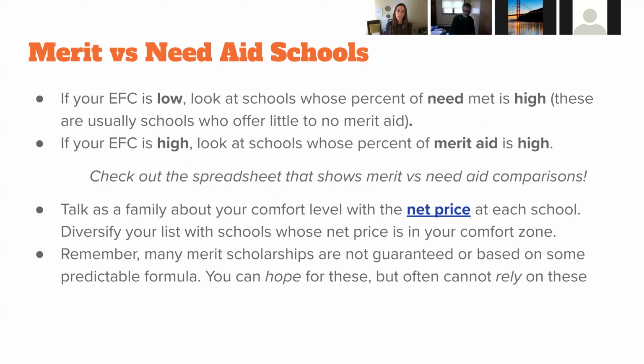So how do we find these schools that either award a lot of need aid if you're need eligible, or merit aid if you're not need eligible? And by the way, a lot of families are looking at both. Maybe they've got moderate need eligibility, and they're very interested in having their student apply to schools that award merit aid.